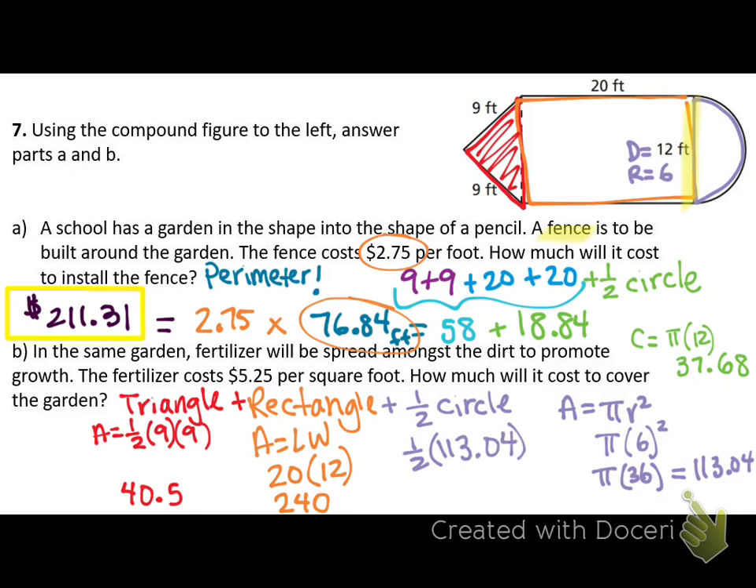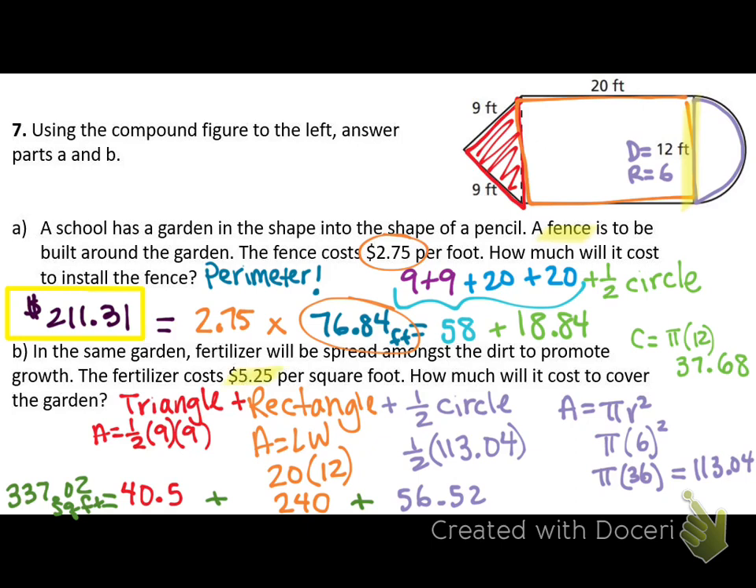But that is of an entire circle. We only have half of a circle. So that should be 56.52. We're going to go ahead and add all three of these numbers to figure out how much square feet we have. I got 337.02 square feet. Don't circle that answer. Not yet. We want to figure out how much it will cost to cover the garden in fertilizer.